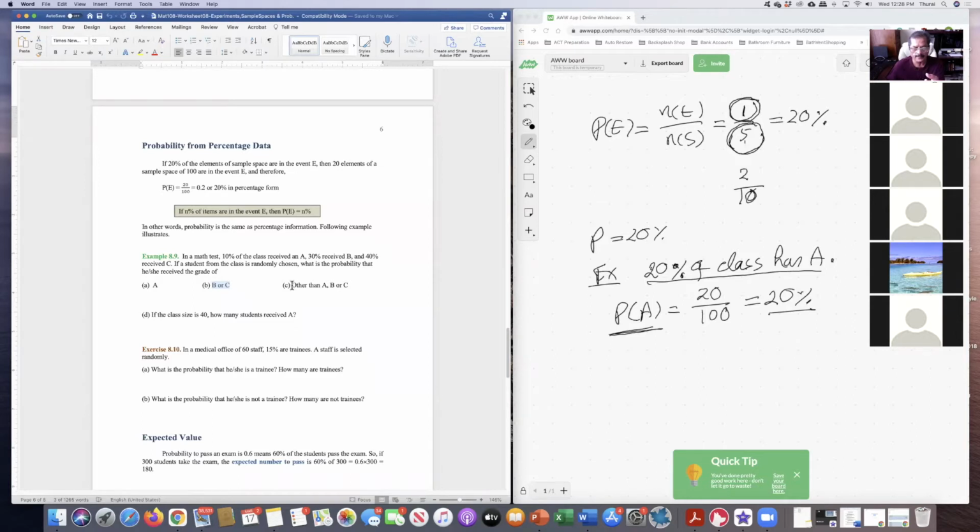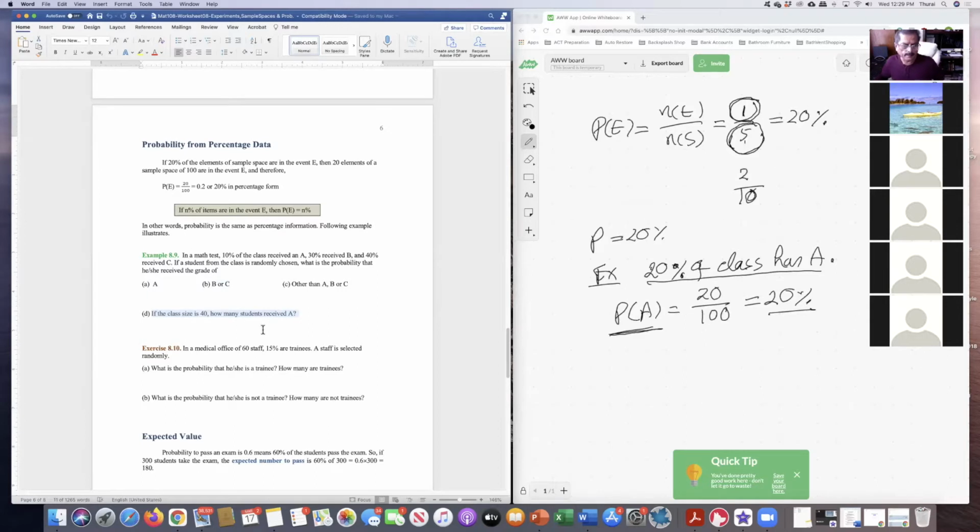If I add the percentages 40, 30, and 10, I'm getting 80. So there are 20% left. Those must be with other grades other than A, B, C. So the answer to part C is 20%. Okay, now the question is, if the class size is 40, then how many received A? Now 10% of the class received A, or the probability to receive A is 10%.